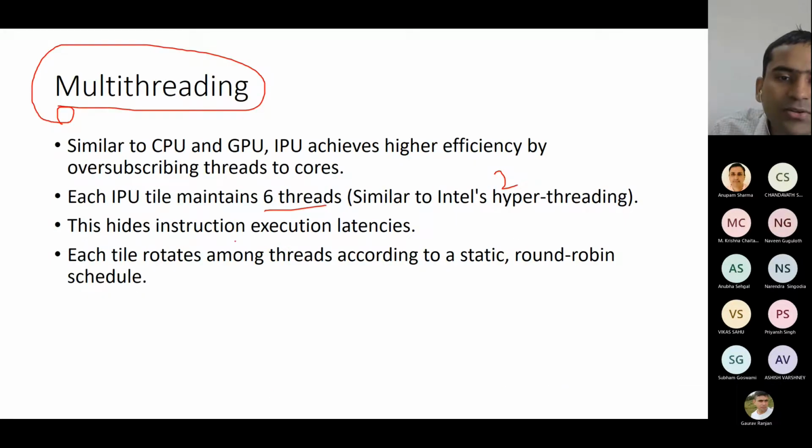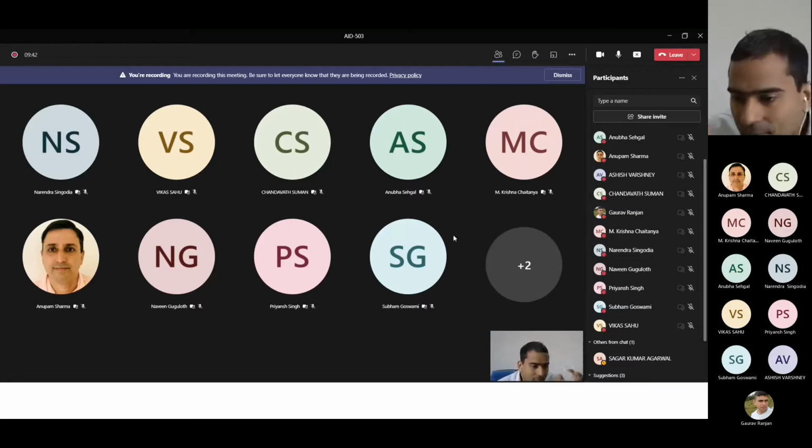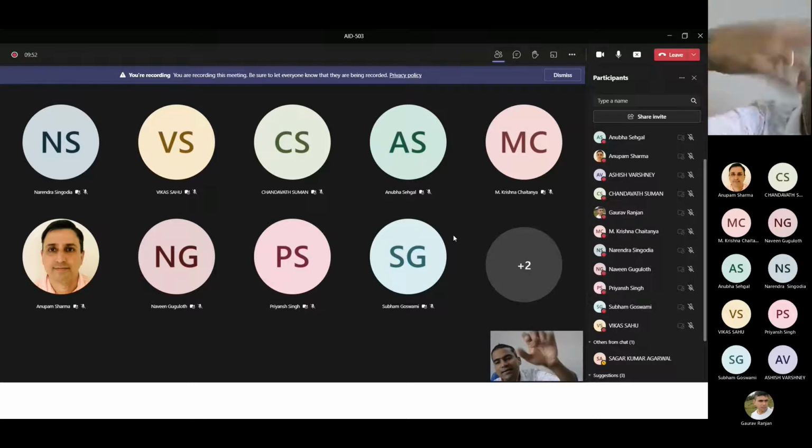So this hides the instruction execution latency, because even if one thread is stuck, you can switch to another thread. That's the whole idea of multi-threading. We discussed this point in the GPU. If one thread is stuck, you can move to the next thread, and if that is stuck, you can move to the next thread. In that way, you don't have to wait for the memory access.